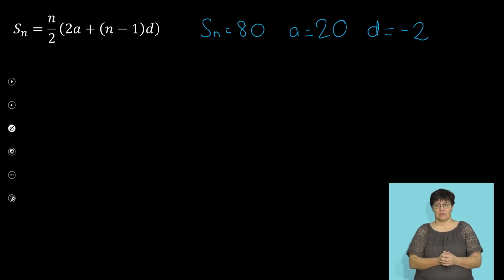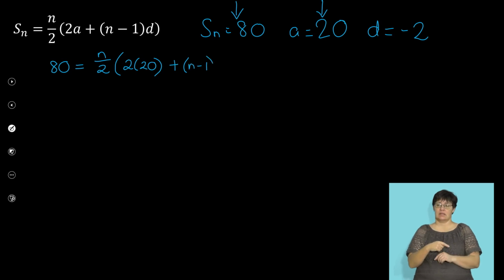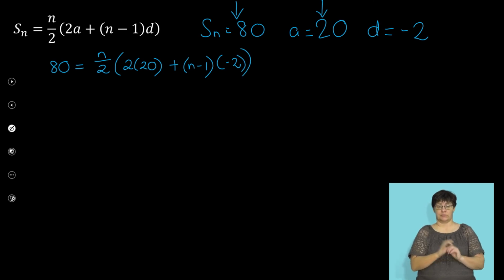So we know that I'm going to be substituting in 80 for Sn, because I know that is the total of the series. N is unknown, so I'm still going to have n over 2. Then I'm going to have 2 times 20, because I'm substituting in a is equal to 20, plus n minus 1, because I don't know the value of n, multiplied by negative 2. Great. So we are trying to solve for n.